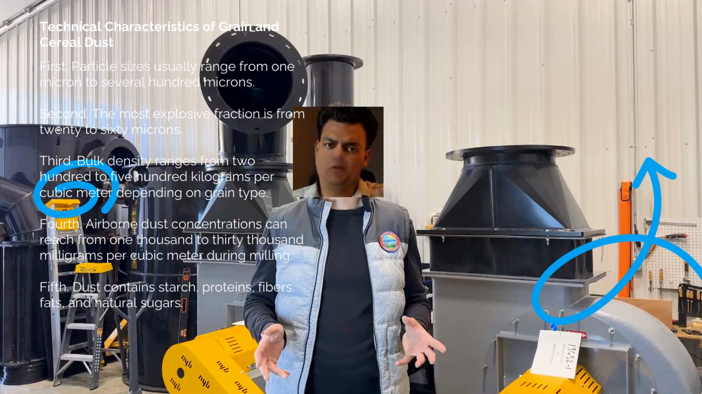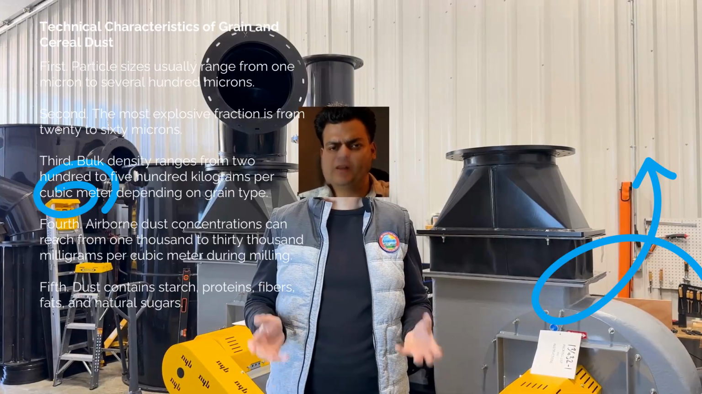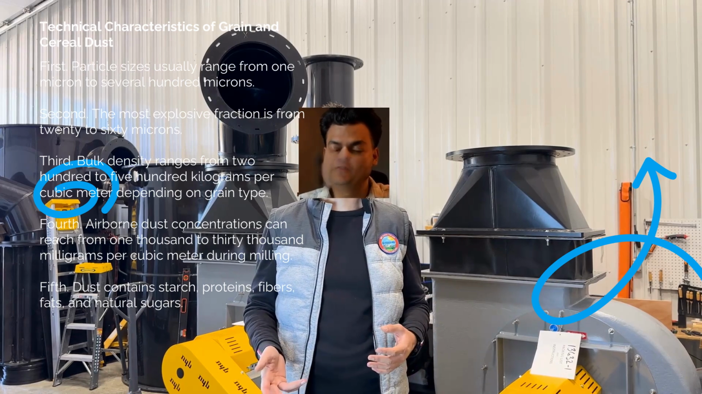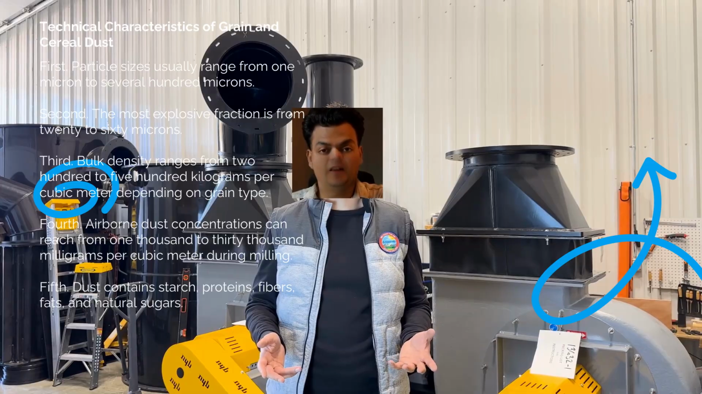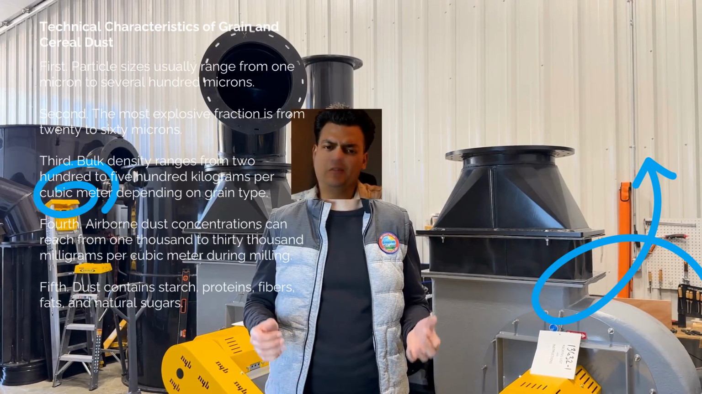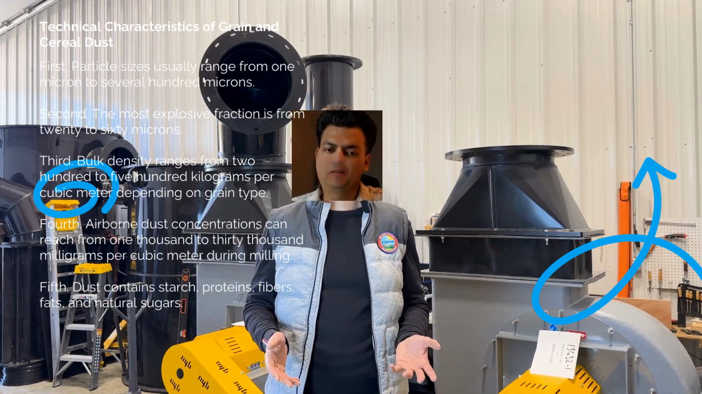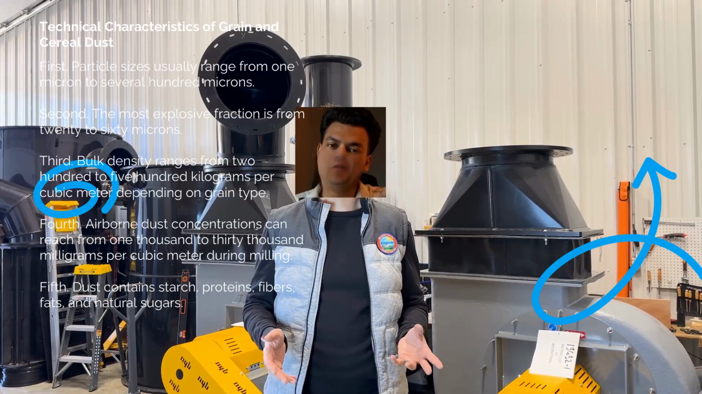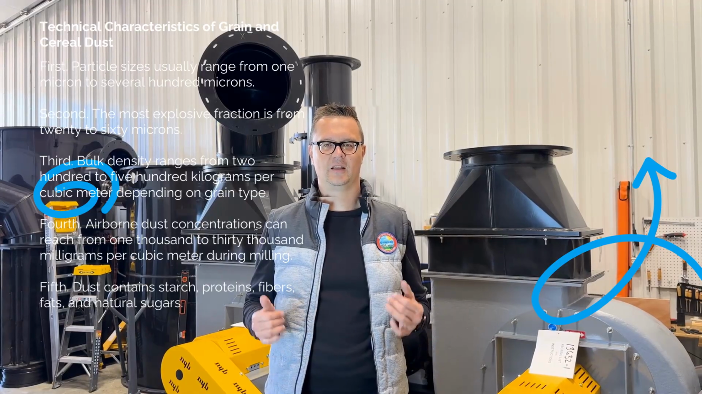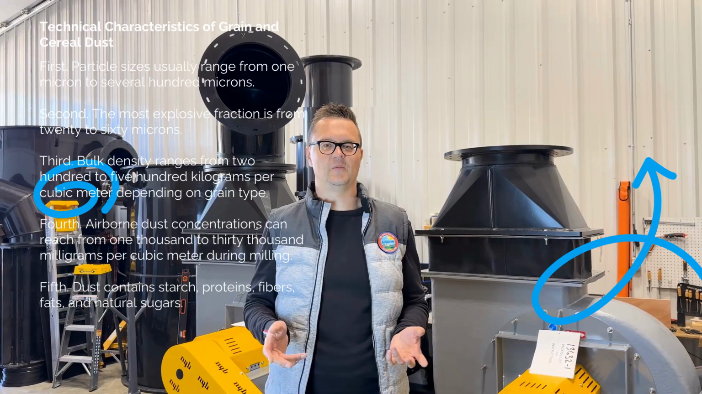Technical characteristics of grain and cereal dust. Here are the typical physical properties of cereal dusts. First, particle sizes usually range from 1 micron to several hundred microns. Second, the most explosive fraction is from 20 to 60 microns. Third, bulk density ranges from 200 to 500 kilograms per cubic meter depending on grain type. Fourth, airborne dust concentrations can reach from 1,000 to 30,000 milligrams per cubic meter during milling. Fifth, dust contains starch, proteins, fibers, fats, and natural sugars. Starch-rich dusts like corn and wheat ignite especially rapidly.